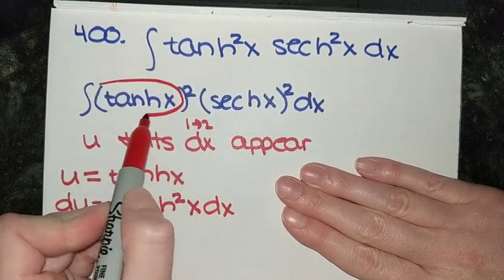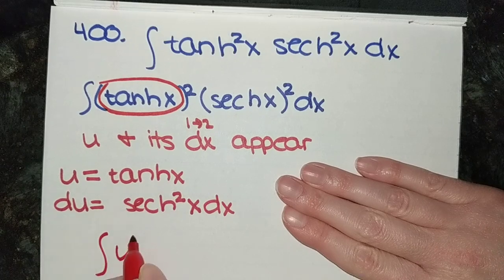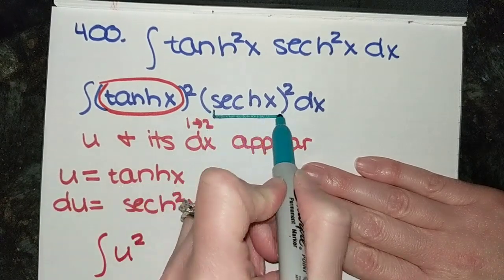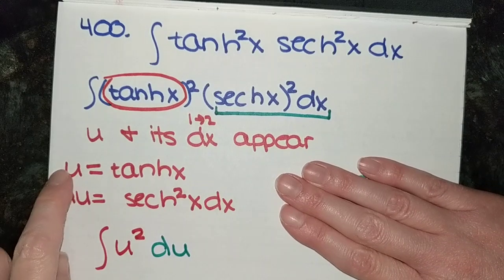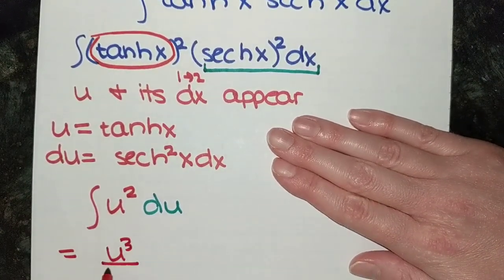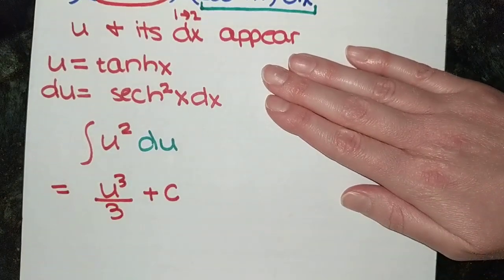Okay, so that's the road we're going to go down, and when we go down that road, all of this hyperbolic tangent is going to get replaced with u. So we'll have integral u squared, and then all of the hyperbolic secant squared dx gets replaced with du. So really at the end of the day, by picking this as our u, we are just integrating u to the third over 3 and then plus c as our integrand integrated out for the u squared.